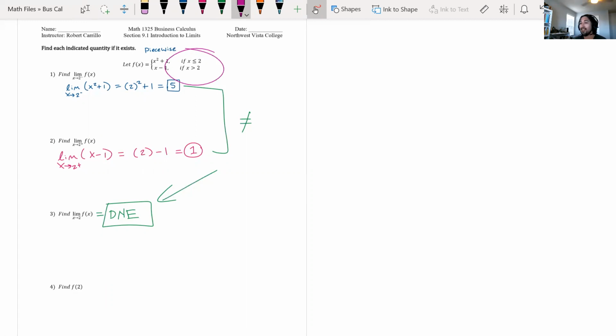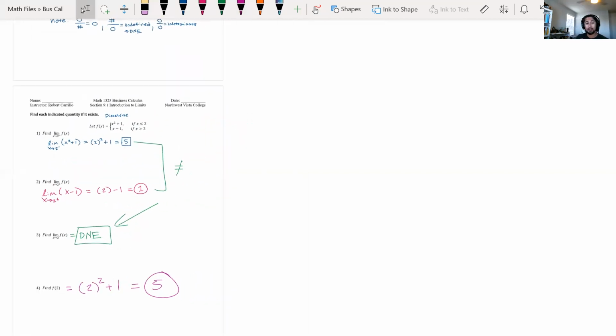Less than or equal to. So does that allow us to be equal to 2? Yes. Excellent. So since x can be exactly equal to 2, all we have to do is take 2, plug it into x squared plus 1, and what is my y value? Five. That's it. Nothing else. So that is how you connect limit restrictions to piecewise functions.